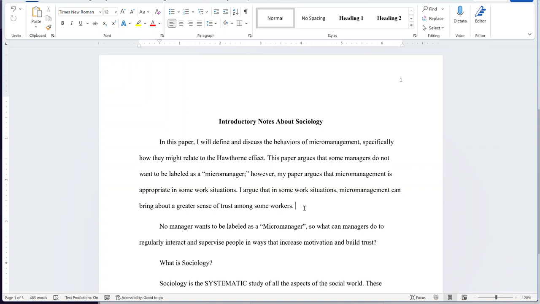This paper argues that some managers do not want to be labeled a micromanager. Well, that's not always true. I don't think it should be always true. Now, maybe we need to begin to reframe the meanings of some of the words that we use, or find different words. So there I'm getting into social constructionism, where the language that we use creates the realities that exist in the world.